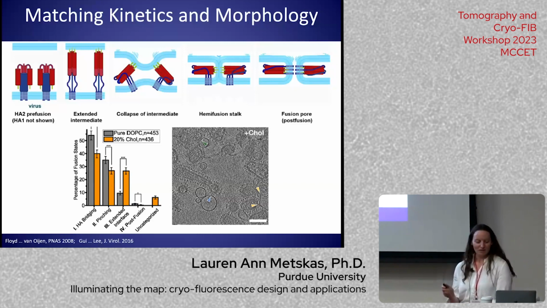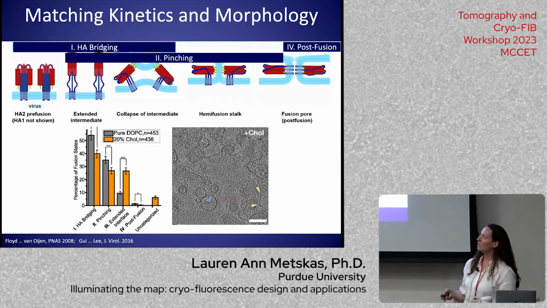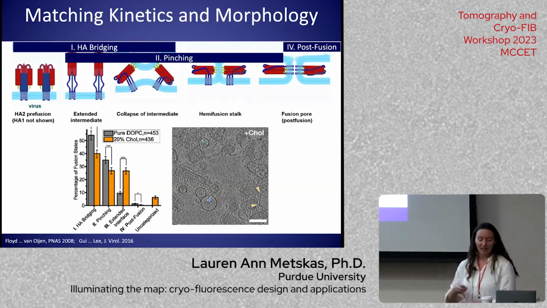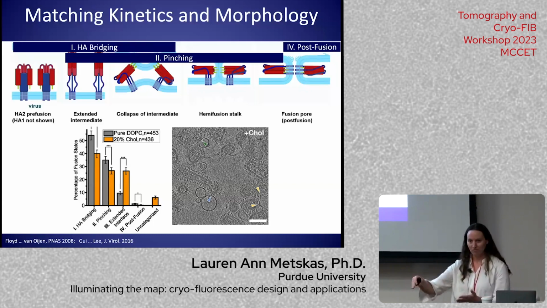Now, the problem is, how do you relate these two? We basically have two parallel views of the same object, but we don't have any intersection points. So bridging could be any of the first three areas. The pinching could be pretty much anything on this slide. And the extended interface isn't there at all. So how do we know which of these morphological states are actually the functional pathway towards full fusion?